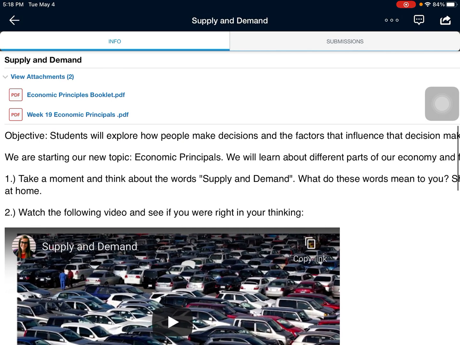We are moving into our new topic this week, which is going to be all about economic principles. We have previously been talking about different topics within the economy, but this week we're really going to focus on vocabulary that is related to certain economic principles and really build our understanding specifically with our new vocabulary.